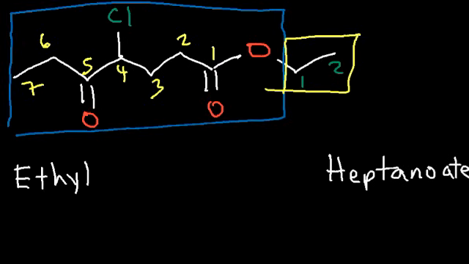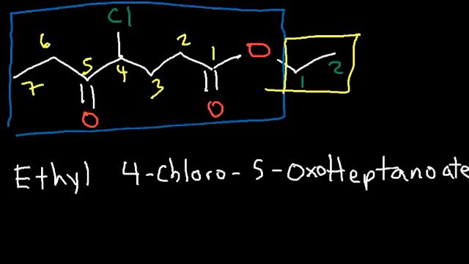Now we have 2 substituents. We have a chloro group on carbon 4. And what is a ketone as a substituent? A ketone is called oxo, O-X-O, and that's on carbon 5, but we need to alphabetize it. C comes before O. So it's 4-chloro-5-oxo heptanoate. And so that's how we can name this particular molecule.